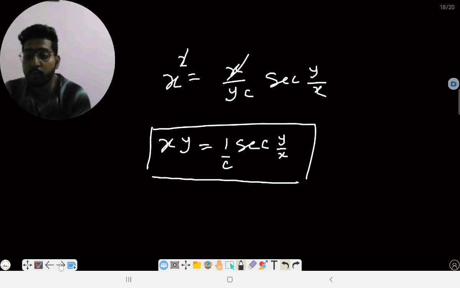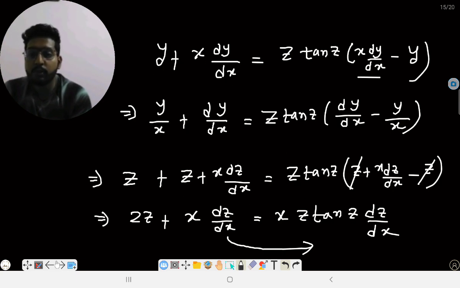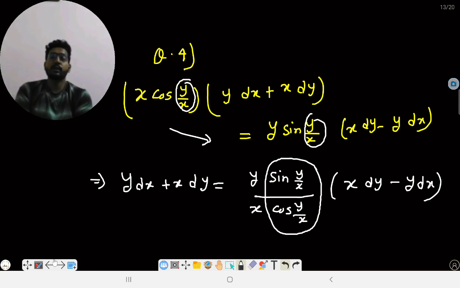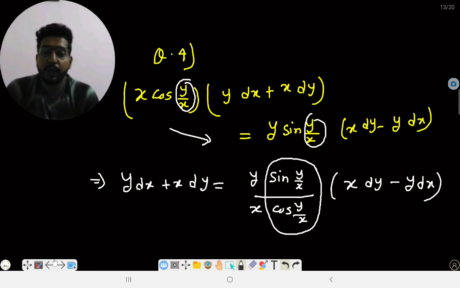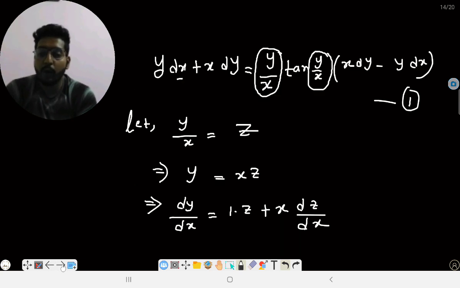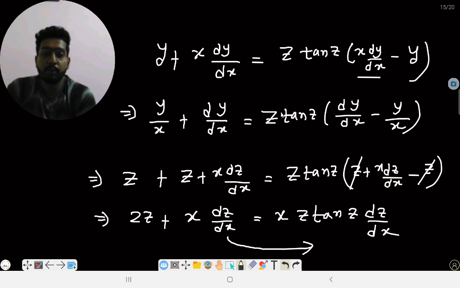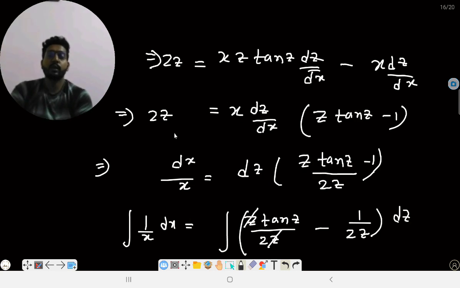Okay, so this is a very good problem. So first of all, we'll recap how to solve this one. You can see it is given x cos y by x (y dx plus x dy) equals y sin y by x (x dy minus y dx), like this. First of all, you can see y by x, that's why we have taken y by x here as z. Now we have found dy/dx, which is z plus x dz/dx. Now put the value here and do the substitution, and it will look like this.